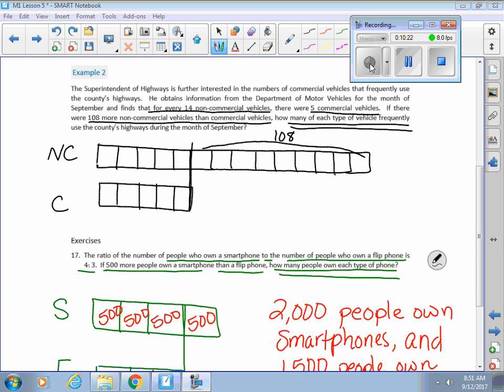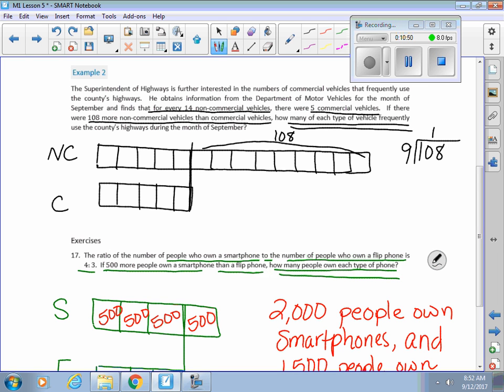So we know that these units are represented by 108. We have 1, 2, 3, 4, 5, 6, 7, 8, 9 units there. How would I figure out the value of 1 unit if we know that 9 units is 108? How do I find the value of just one of those units? Divide 108 by 9. Very good. 108 divided by 9.